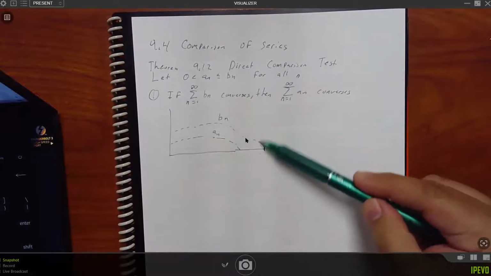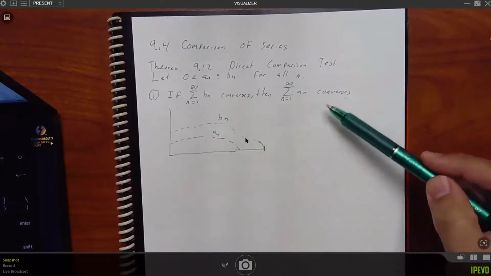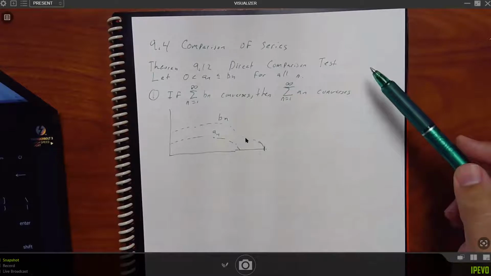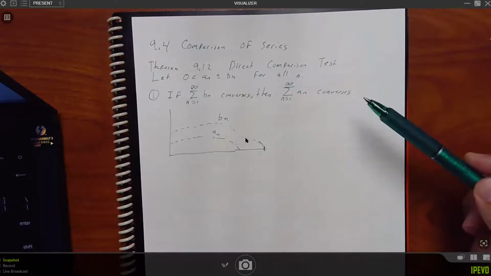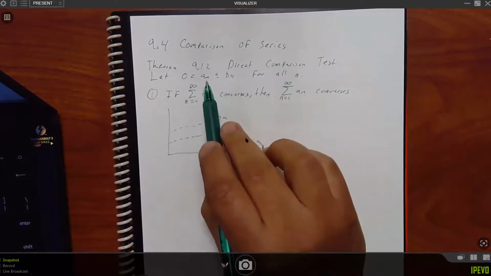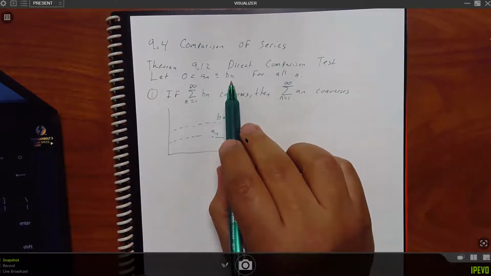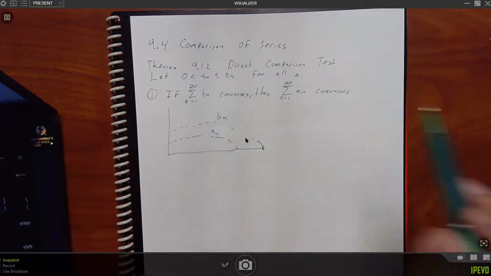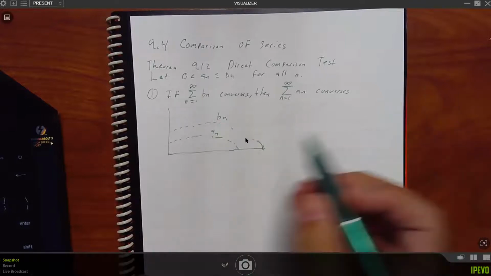This is how I visualize it in my head. It helps me understand what number one is saying. That's why this one has to be less than this one, so the convergent one has to be bigger.